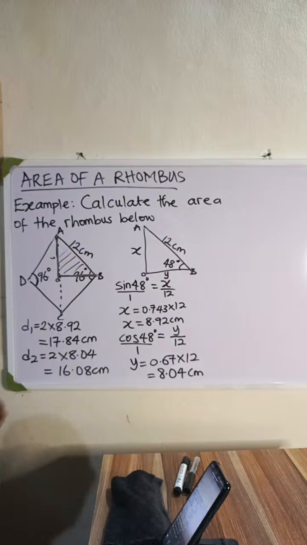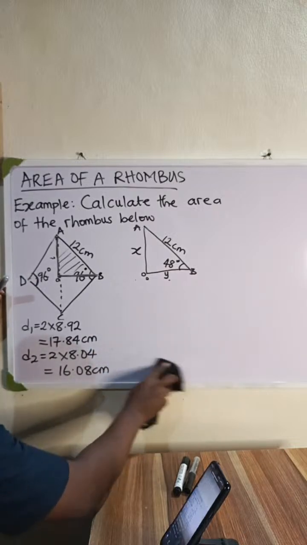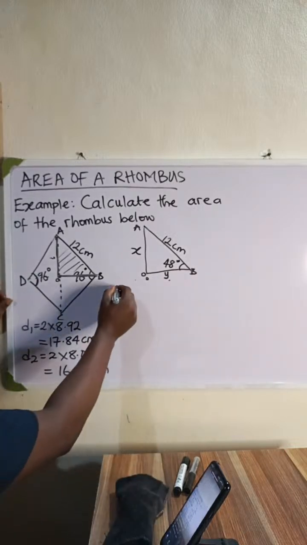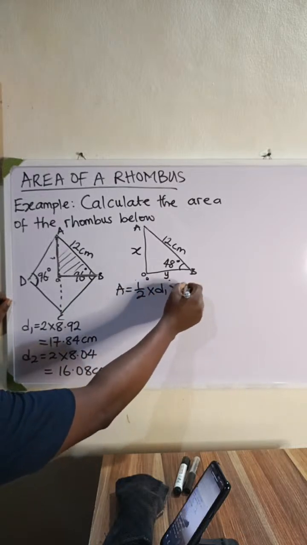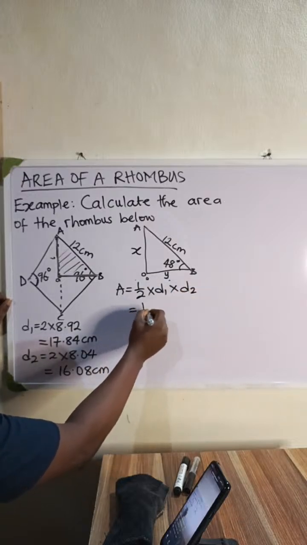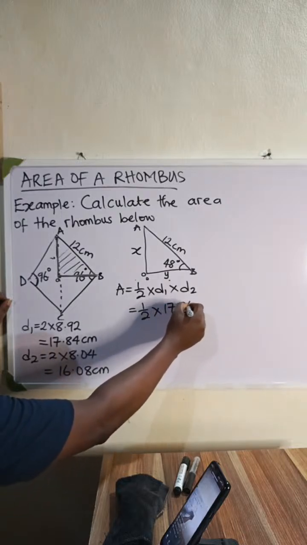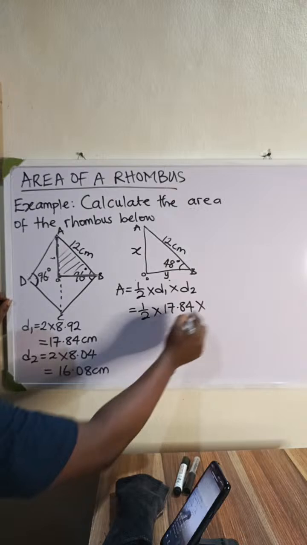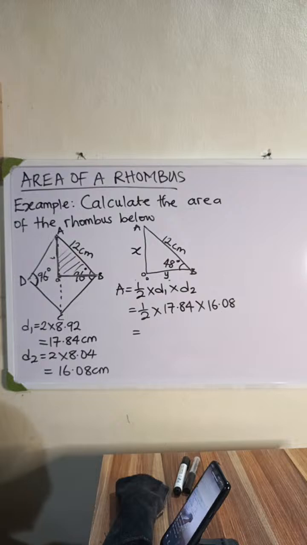So now we can calculate the area of this rhombus, which is area is equal to half times d1 times d2. So we have half times d1 is 17.84 times d2 is 16.08. So what would that give us as our answer?